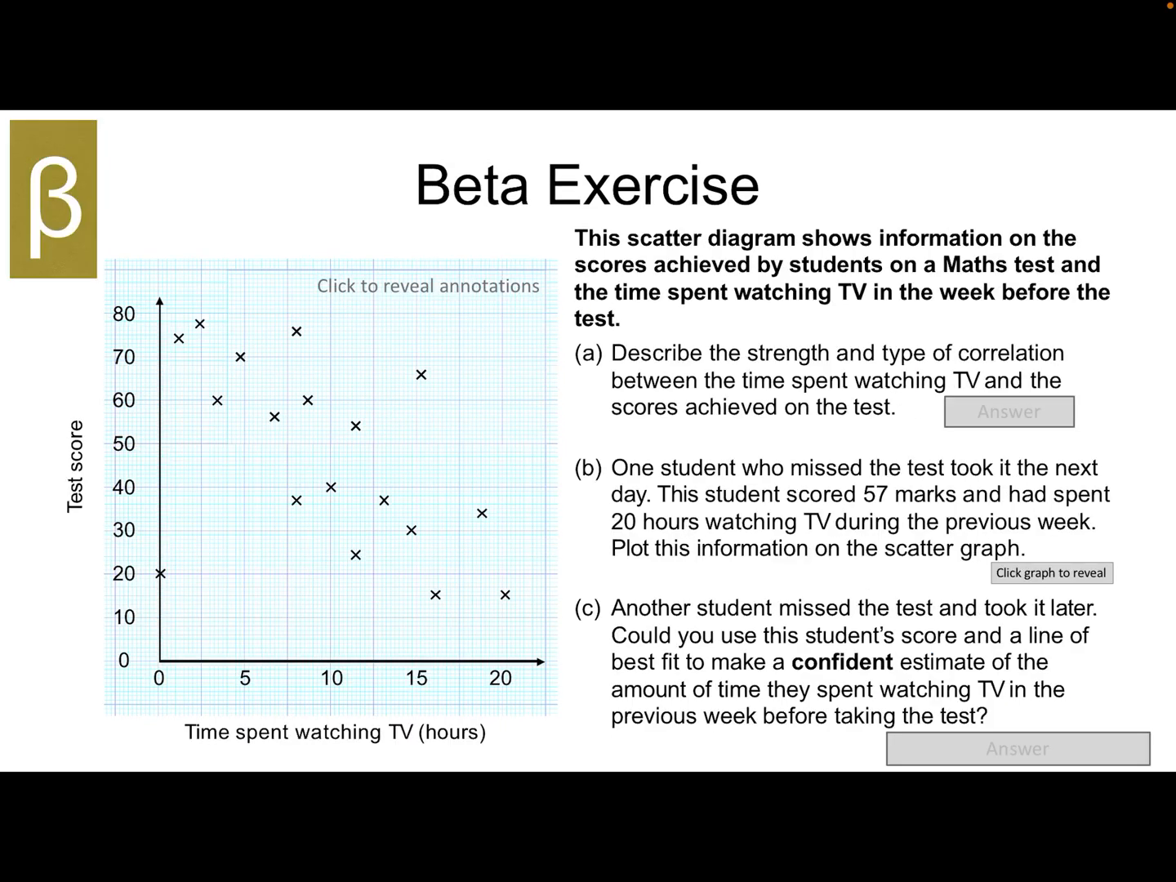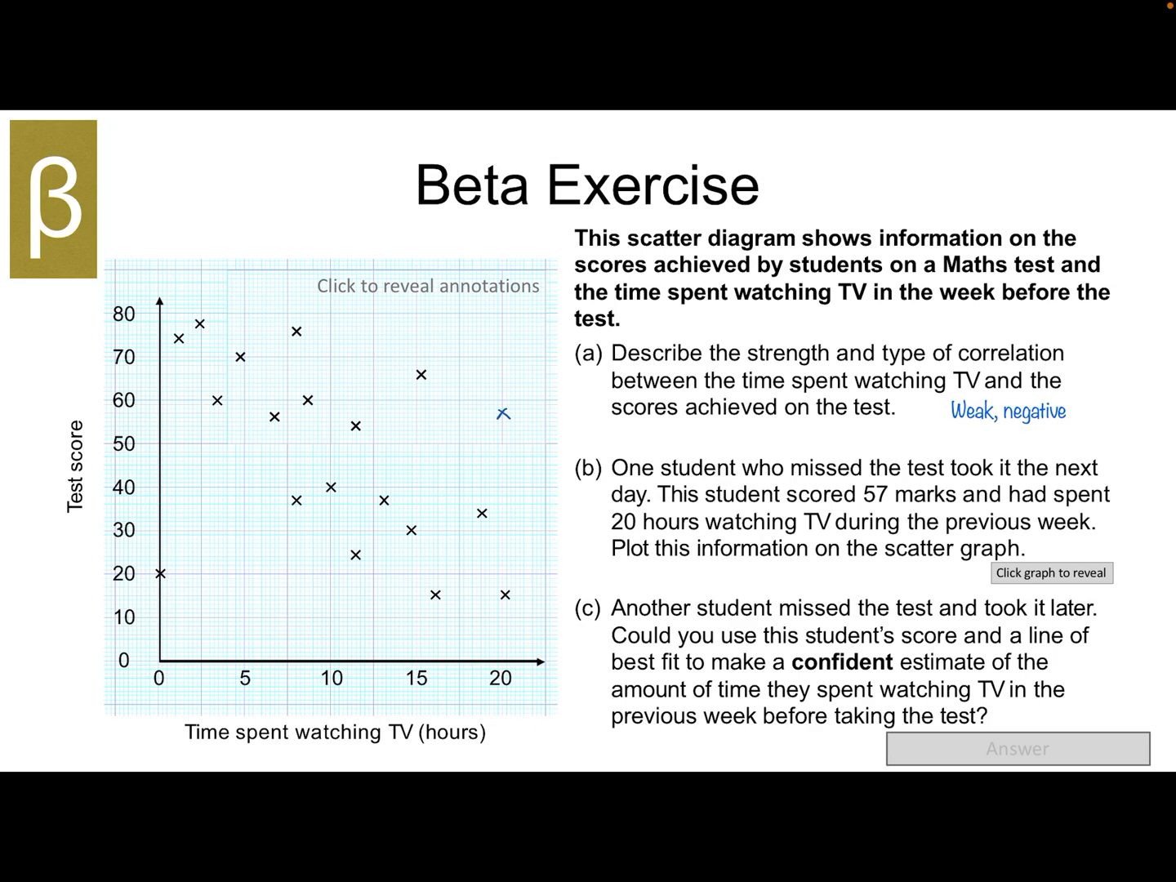One more. Have a go at this one. Stop your video. Okay, we've got a weak negative correlation here, so you might decide to do some work with this one. It says one student who missed the test took it the next day. The student scored 57 marks and had spent 20 hours watching TV in the previous week. Plot this information in the scatter graph. So 20 hours of watching television, scored 57, so that's maybe somewhere like that.